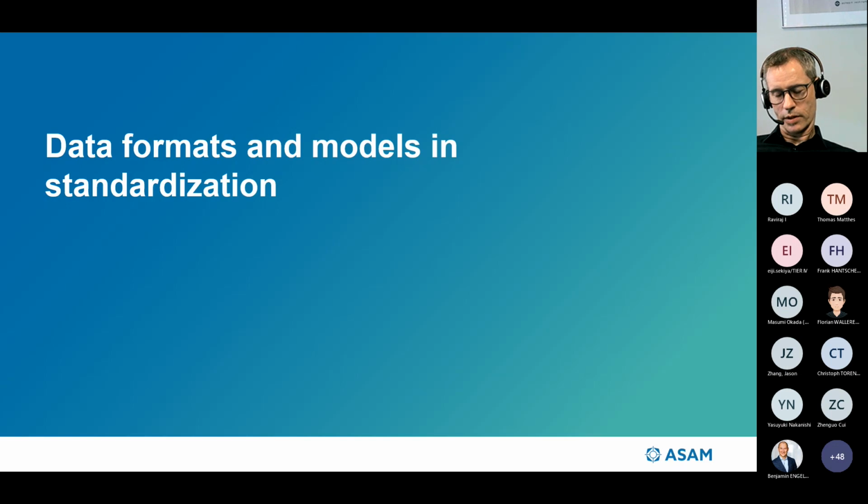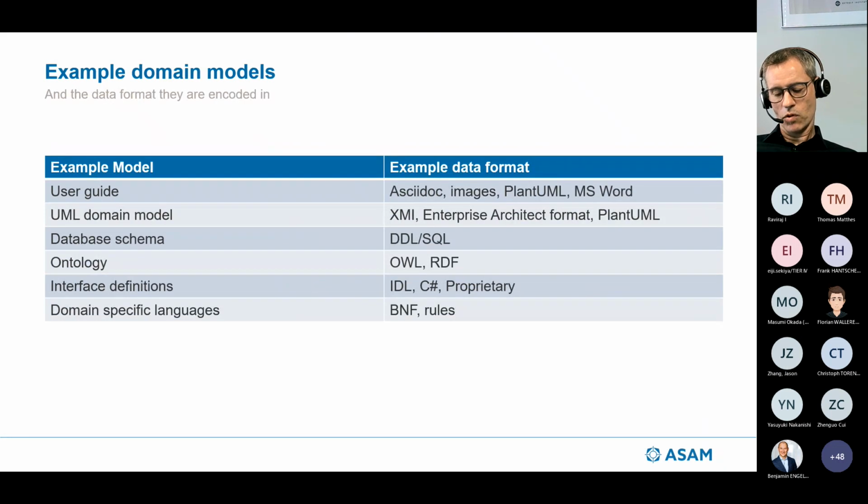Okay, data formats and models in standardization. So how are these two concepts used together when it comes to standardization? I give you a short list of example models that are usually used during standardization. On the left side, I have some example models, and the user guide, which I would probably see as some kind of model. It's a descriptive model only, but nevertheless, it's some kind of a model.